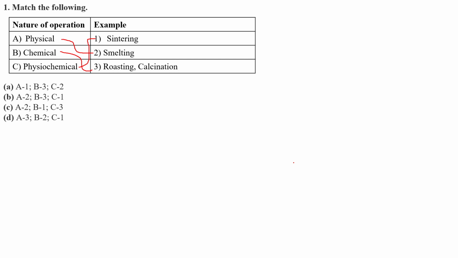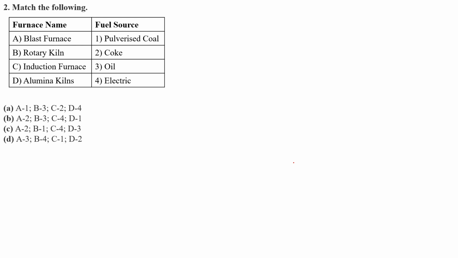So, coming to the next question. There are some furnace types and their particular fuel source. What types of fuel source do we generally use in these particular furnaces? So, when we talk about the blast furnace, in the blast furnace we generally use coke as a fuel source.